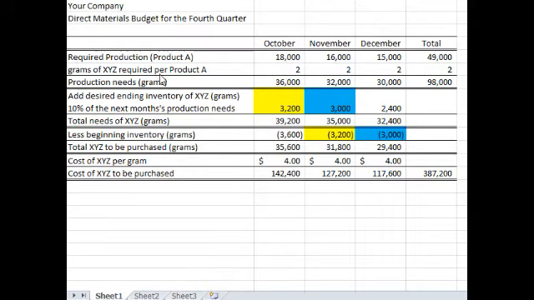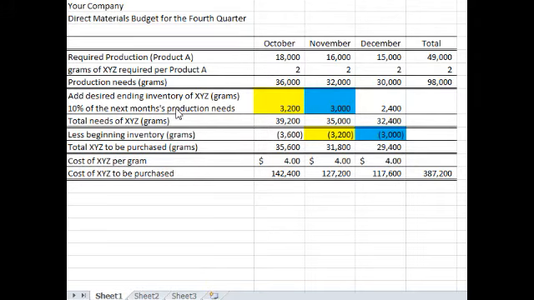Then we need the material for product A, which is XYZ, and we needed 2 grams of XYZ for each unit of product A. So we needed 2 of these for each unit, so 2 times 18,000 would make 36,000. So that's what you need for the production. 36,000, 32,000 for the next month, 30,000 for the following month, and a total of 98,000 for the quarter.